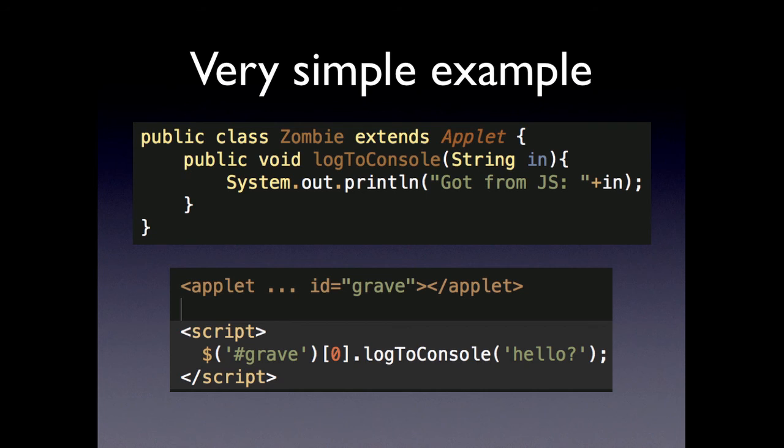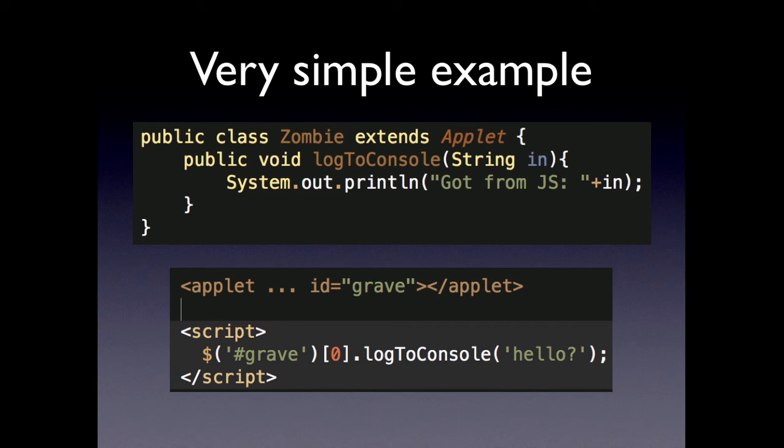We have a Zombie class which extends Applet. So this is basically a Java applet, and it has, as you can see, no UI. It doesn't need UI. You can place that applet wherever you want on your page, possibly where it can't be seen. It has one public method called log2console, which takes a string and then puts that string into the Java console that the Java plugin comes with. I mean, this is a very, very simple example.